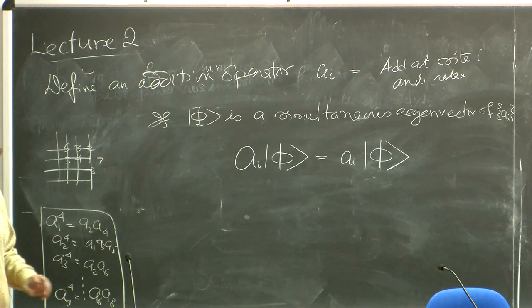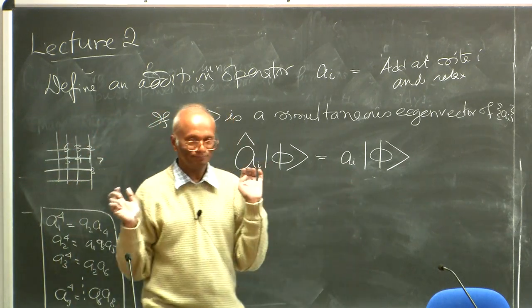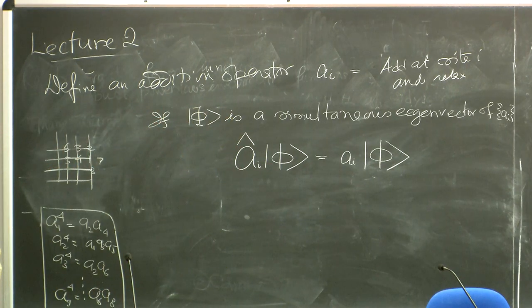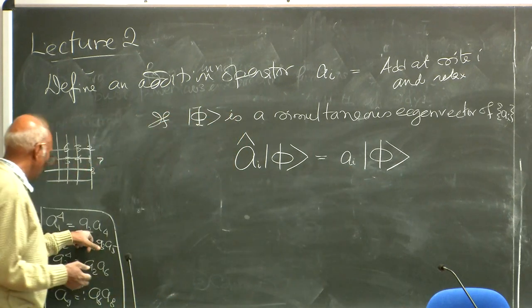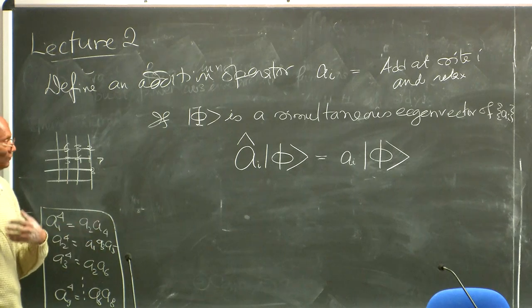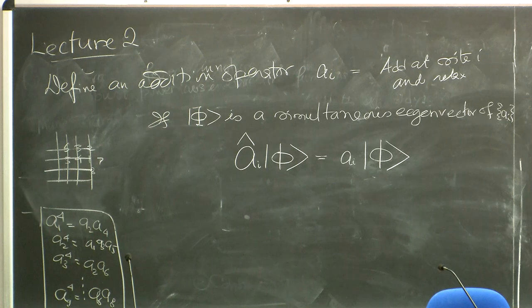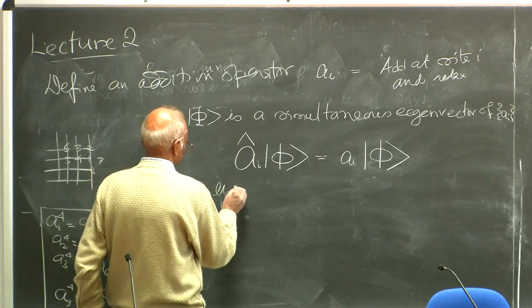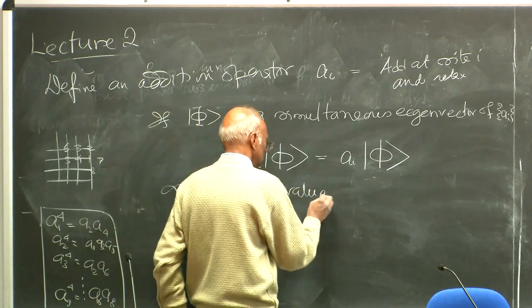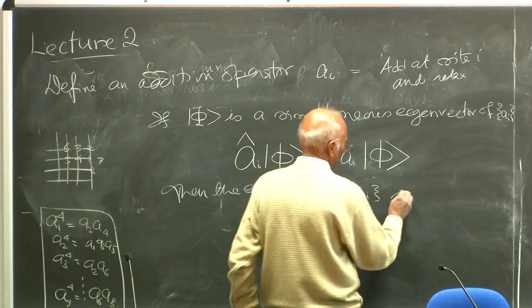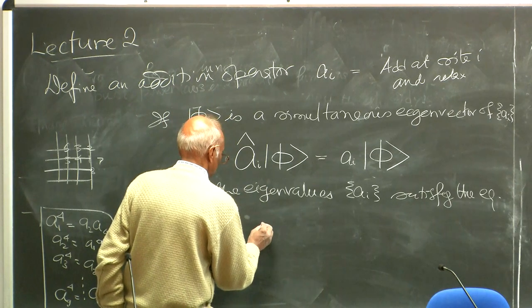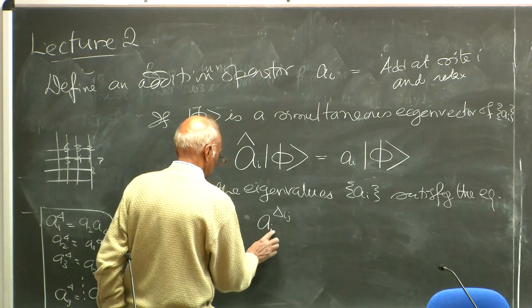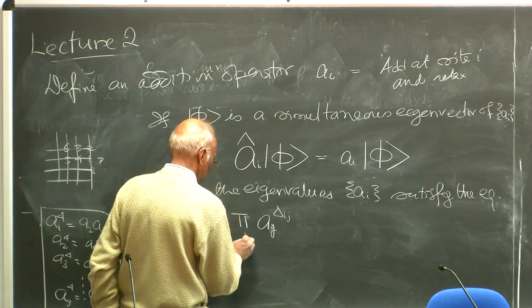Sorry for the bad notation. This is an operator and this is an eigenvalue. This is a number. And I'm deliberately using some confusing notation a little bit. Okay? Then these equations now become, apply on phi, they become equations for the eigenvalues themselves. Okay? So then the eigenvalues a_i satisfy the equations: product over j of a_i to the power delta_ij, a_j to the power delta_ij, equal to 1 for all i.